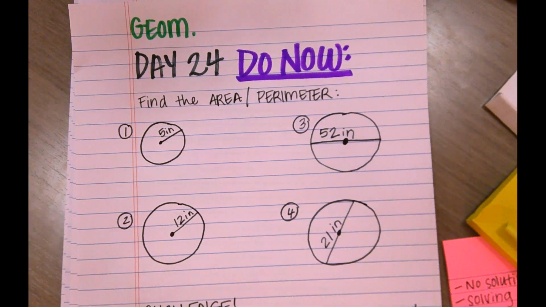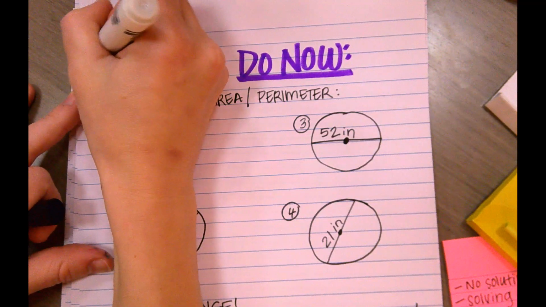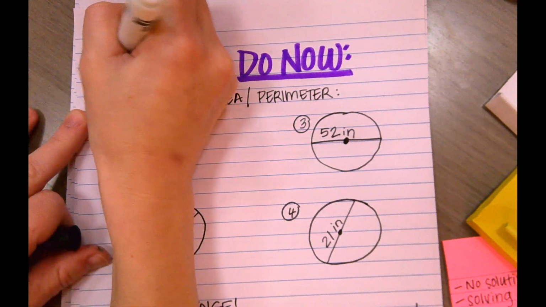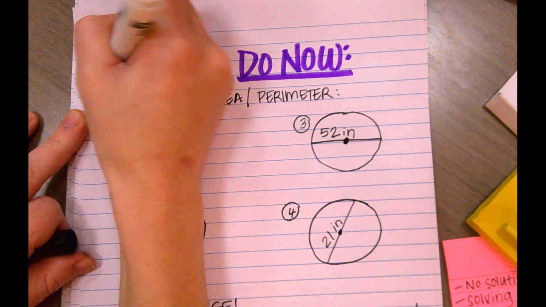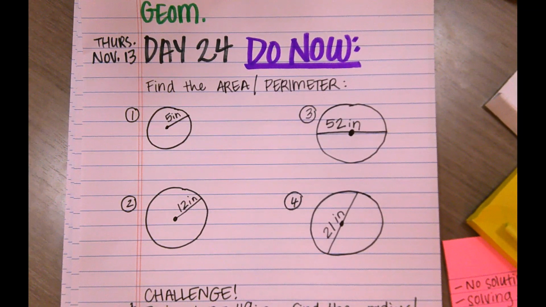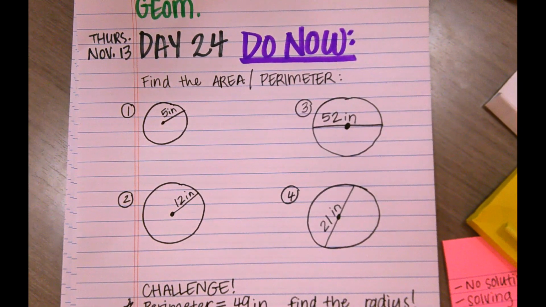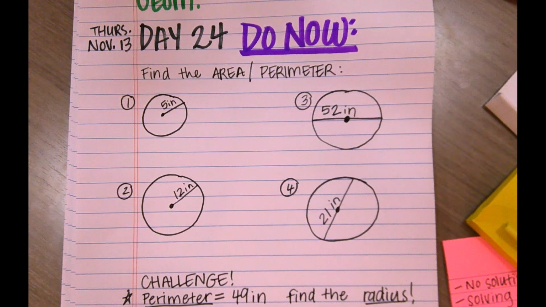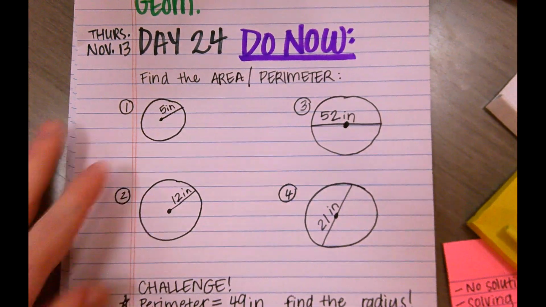Day 24 of geometry, and today is Thursday, November 13th. So for your do now, I gave you 4 circles with either a radius or a diameter, and I wanted you to find the area and the perimeter of them. And I gave you a challenge problem that we'll look at the end.